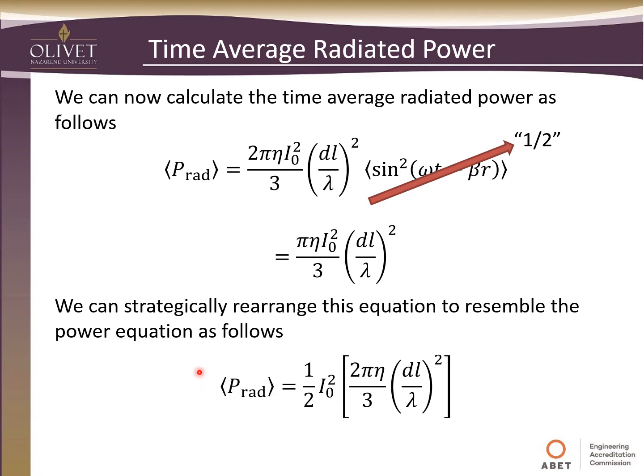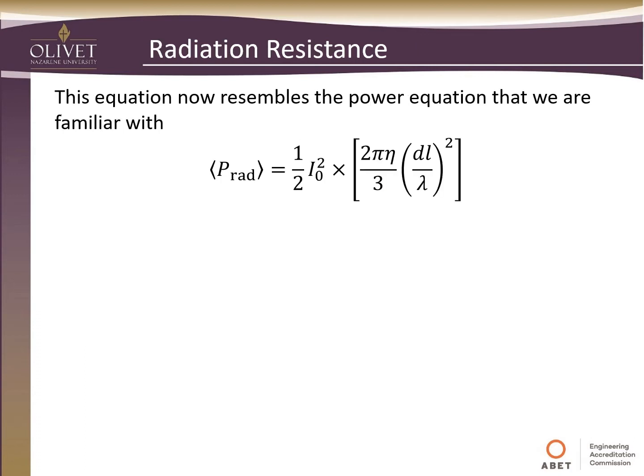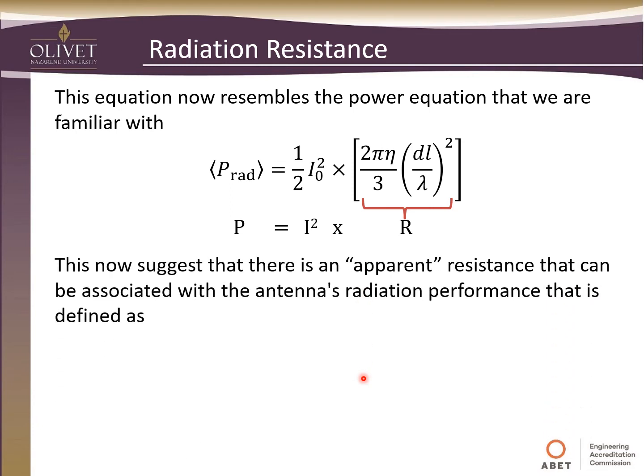And the reason why we do that is we're trying to see if we can make it in the form of a power equation that we're used to. So this is what we come up with. And so, again, we're trying to make it match the I squared R power equation that we're familiar with. And so in that case, what's in the brackets there is in the placeholder of where resistance would normally reside.